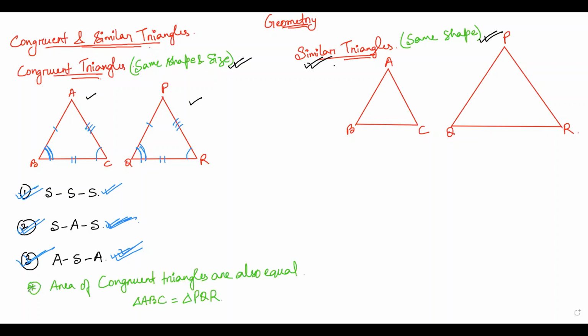Also, the areas of congruent triangles are equal. So if triangle ABC and triangle PQR are congruent triangles, then the area of triangle ABC and the area of triangle PQR will also be equal.